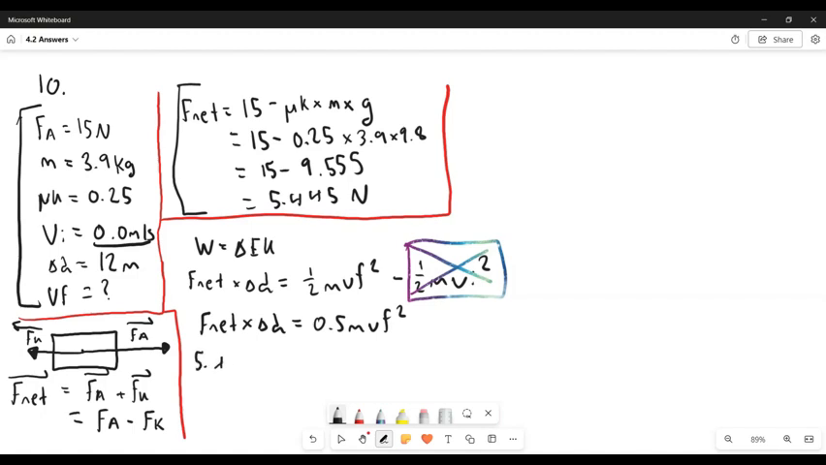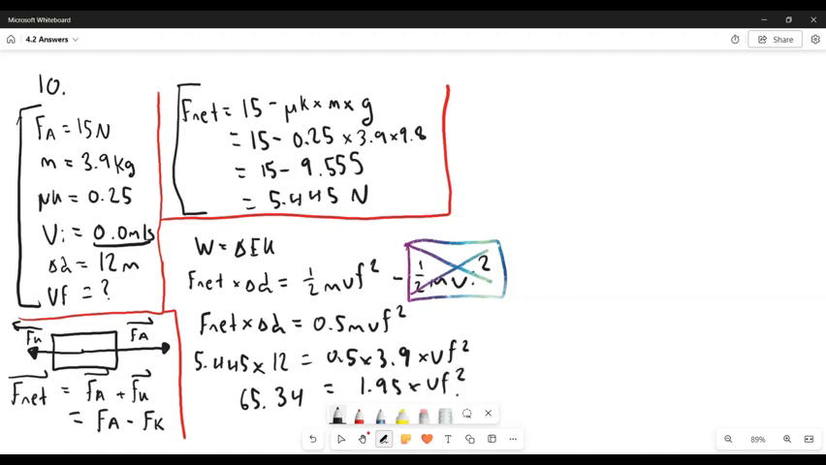So 5.445 into 12, which is equal to 0.5 into 3.9 into the final velocity squared. And so on the left side over here, we have 65.34. On the right side, 1.95 into Vf squared, and then we're going to divide both sides by 1.95, which gives us 33.5 equals the final velocity squared.